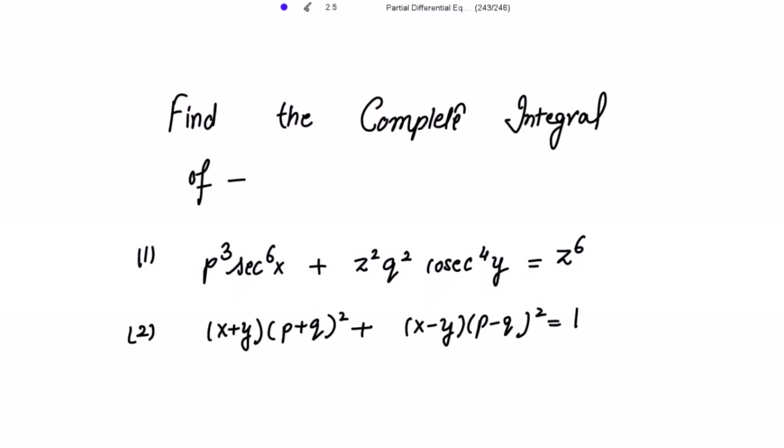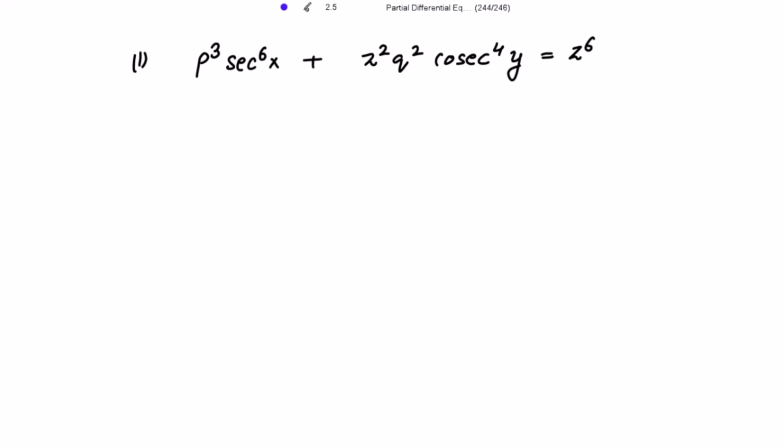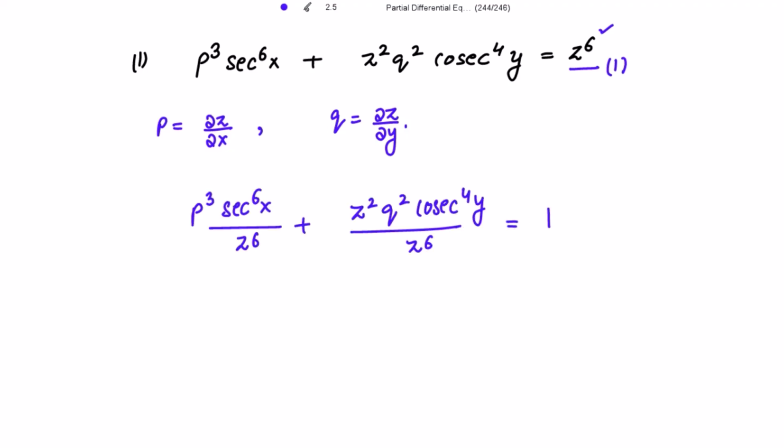We need to find the complete integral of these two differential equations. So first we have this part. This equation can be written as, because we know that P is del z by del x and Q is del z by del y, right? So we can write this equation as, let me name this as 1. I'm having z to the power 6 over here. Let's divide all by z^6 equals to 1, right?